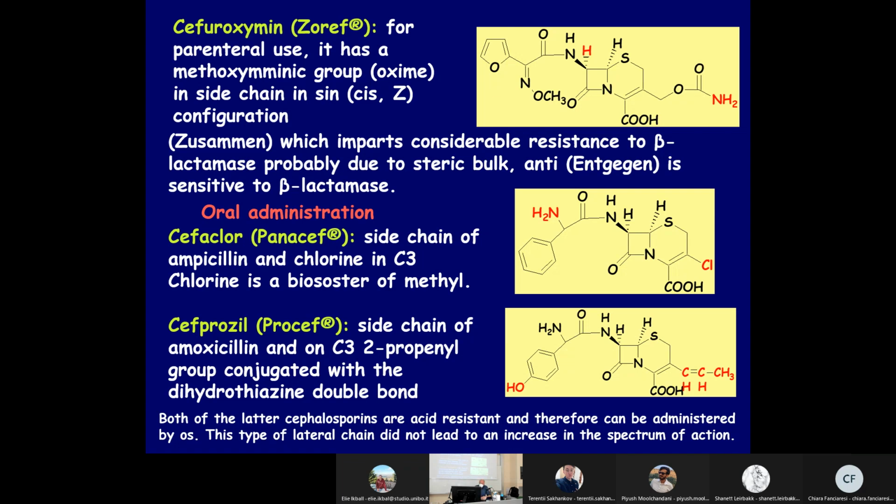Only in Zusammen configuration, this group is able to protect the beta-lactam ring from the beta-lactamases activity, because you can imagine the electronic cloud is very close to the reactive carbon atom. And so cefuroxime is resistant to the beta-lactamases. And once again, you see also the amino group in this position to have the carbamic acid as a leaving group.